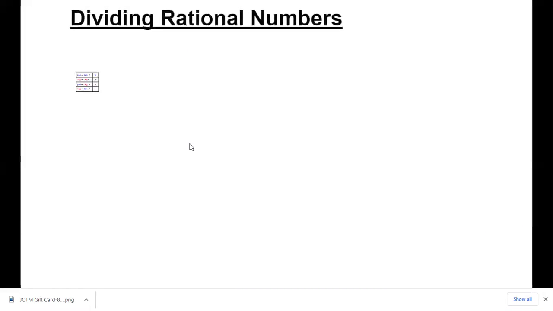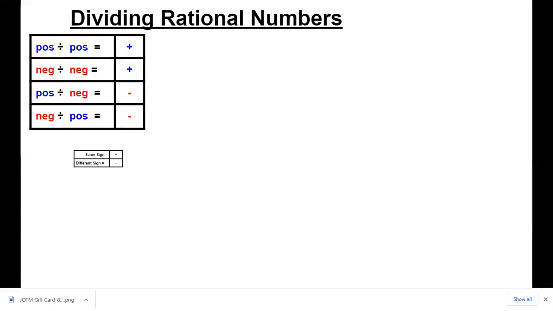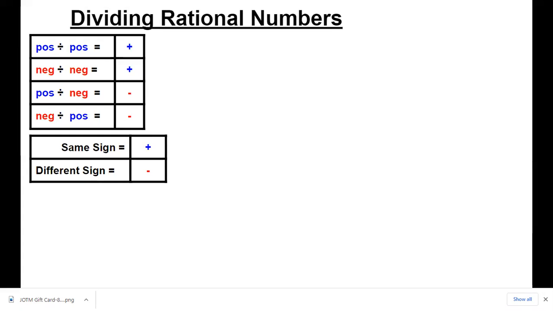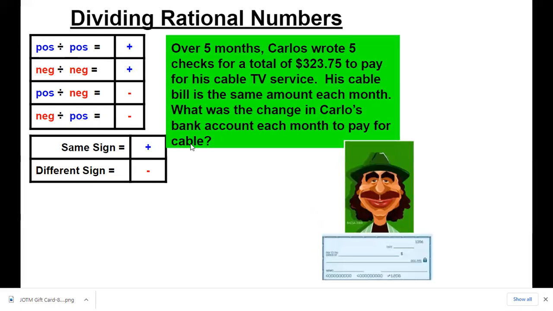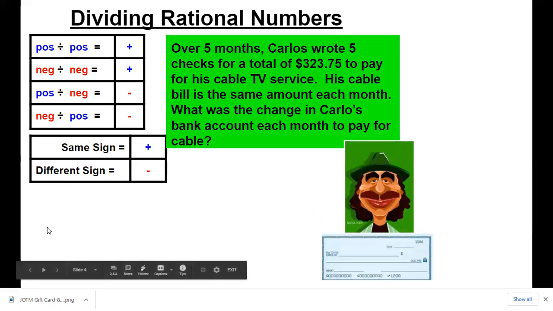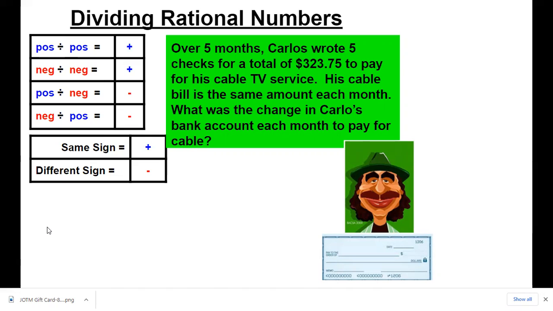Okay, let's look at another one. There are our rules. Same sign, positive. Different sign, negative. Over 5 months, Carlos wrote 5 checks for a total of $323.75 to pay for his cable TV service. His cable bill is the same amount each month. What was the change in Carlos's bank account each month to pay for cable?